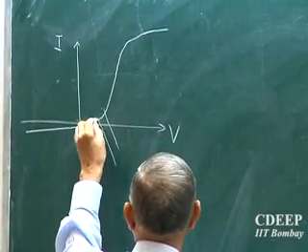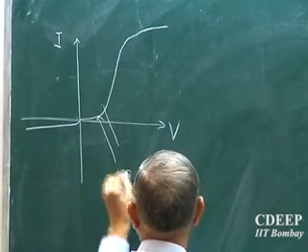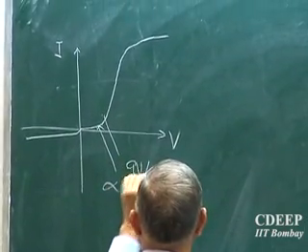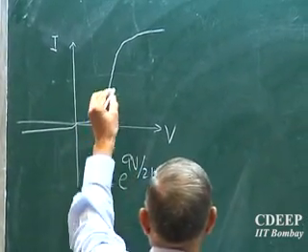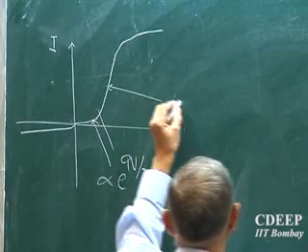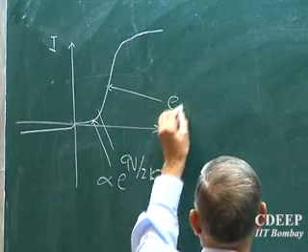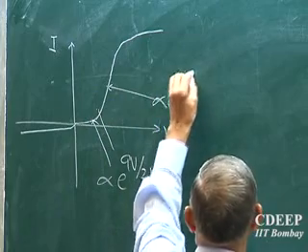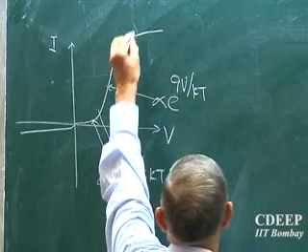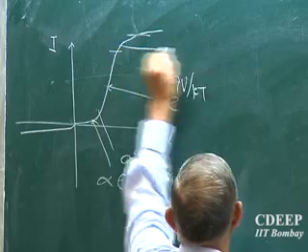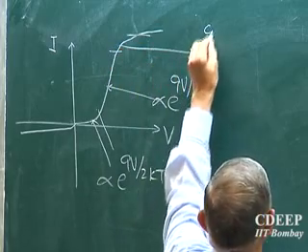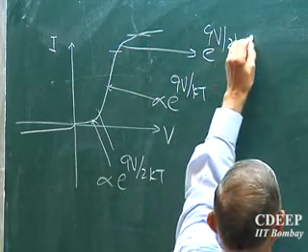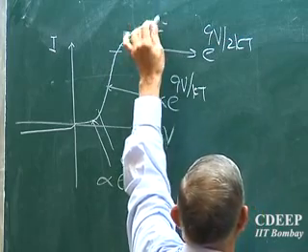For a smaller voltage, the current is proportional to e to the power QV by 2kT. For medium voltages, where we normally operate, it is proportional to e to the power QV by kT. At higher currents, again e to the power QV by 2kT, and of course then it is resistive.